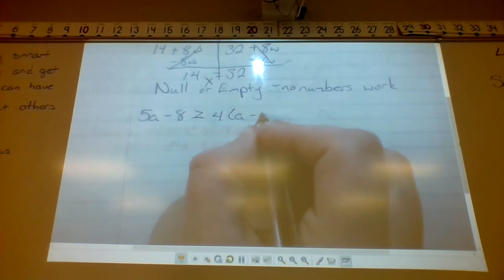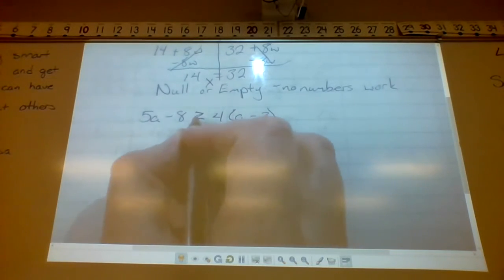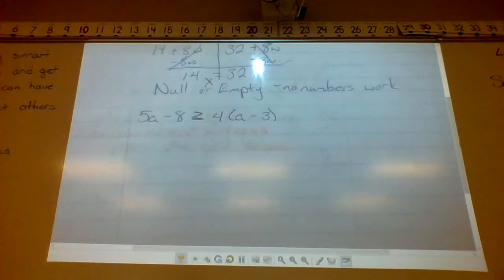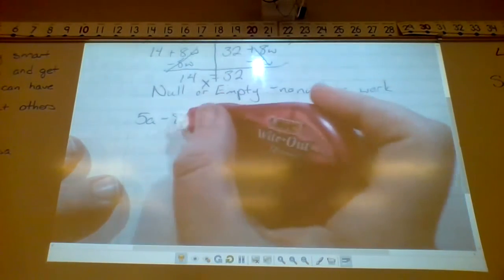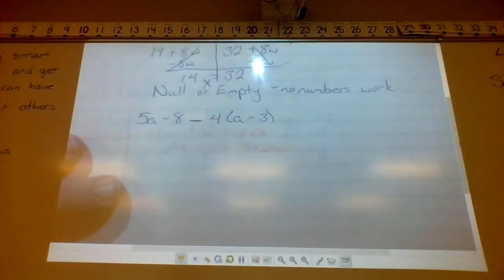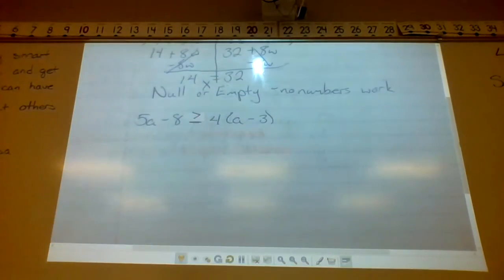Is that a Z? Oh. No, it's not a Z. Oh, it's less than. No, not less than. There you go. Does that look better? Yeah. Sometimes I just don't pick up my pen enough.